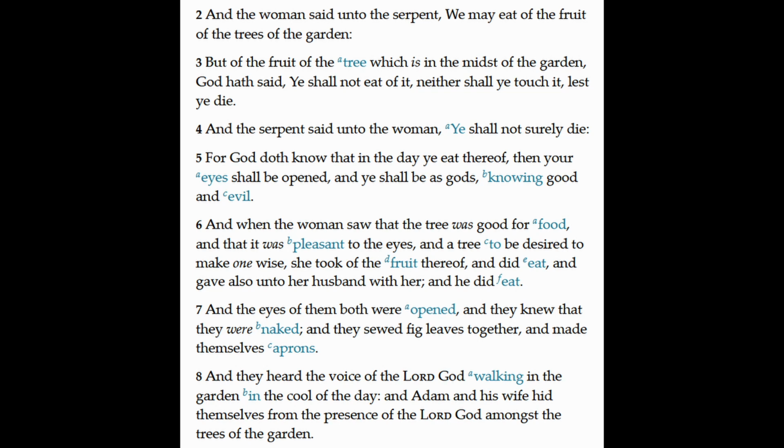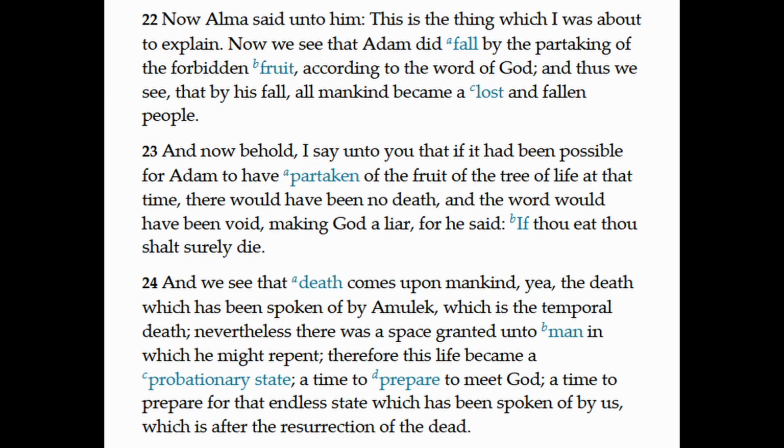If we look in Alma chapter 12, verse 23, Alma is talking about how Satan's plan was to have Adam and Eve go, after eating of the tree of the knowledge of good and evil, directly back to the tree of life and eat of its fruit, so that they wouldn't be able to die physically and they would live forever in their sins and just kind of be stuck.